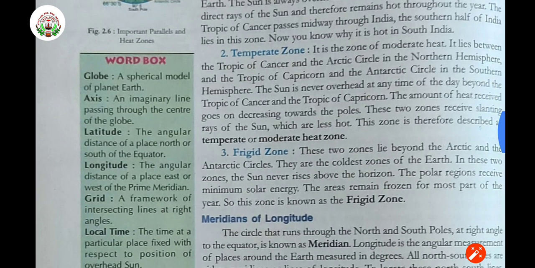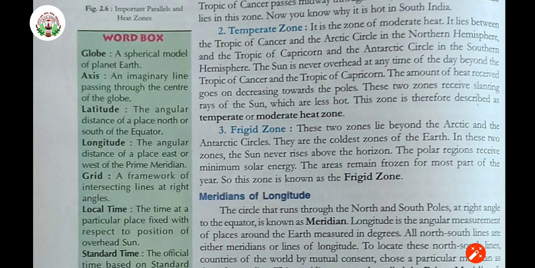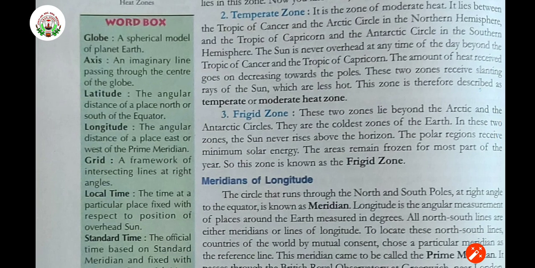Then temperate zone. It is a zone of moderate heat. It lies between the Tropic of Cancer and Arctic Circle in the northern hemisphere, and Tropic of Capricorn and Antarctic Circle in the southern hemisphere. So the sun is never overhead any time of the day beyond the Tropic of Cancer and Capricorn. The amount of heat received goes on decreasing towards the pole. These two zones receive slanting rays, which is less hot. This zone is also described as temperate or moderate heat zone, where too much heat they are not going to receive.